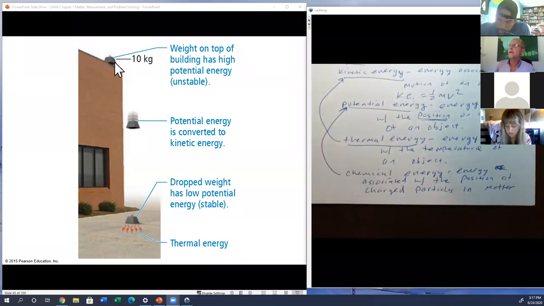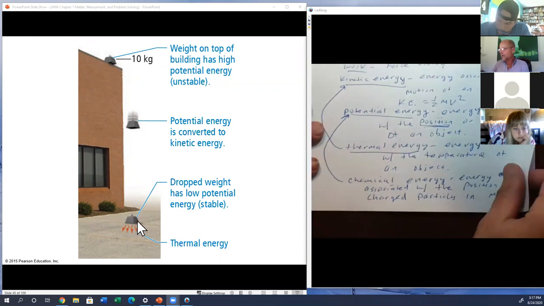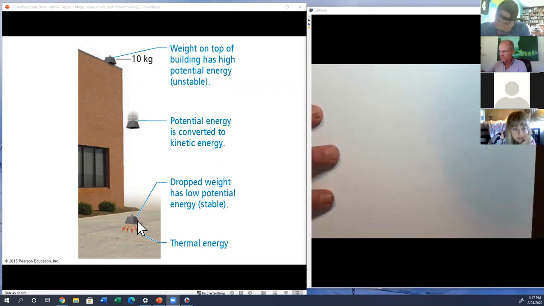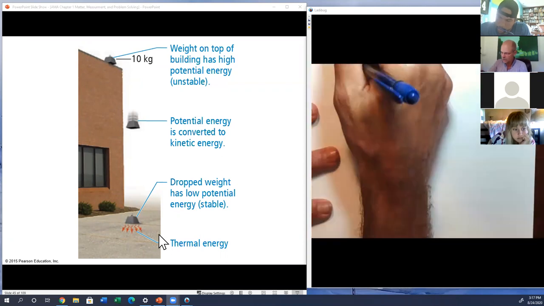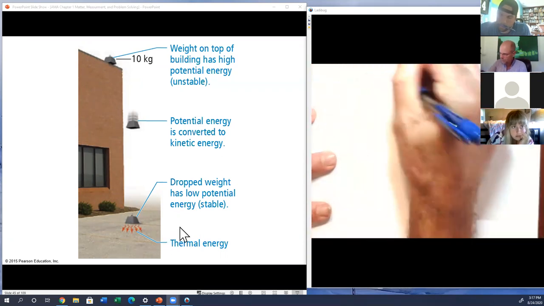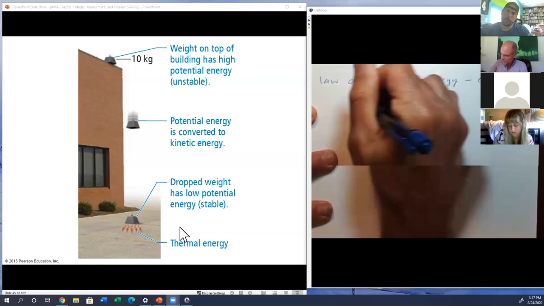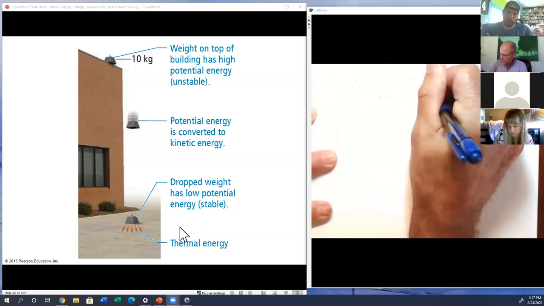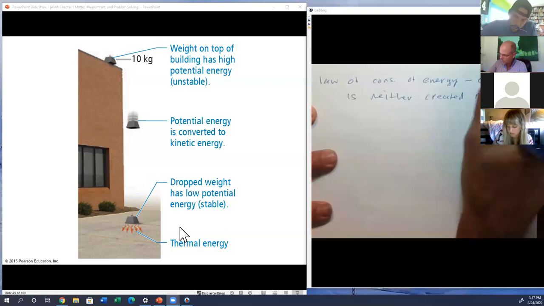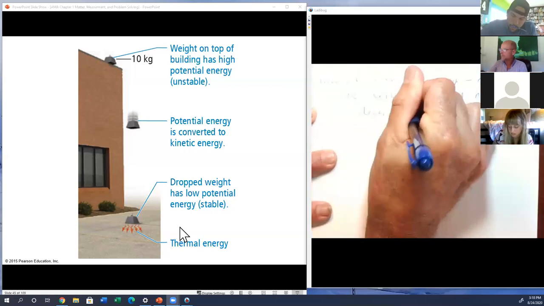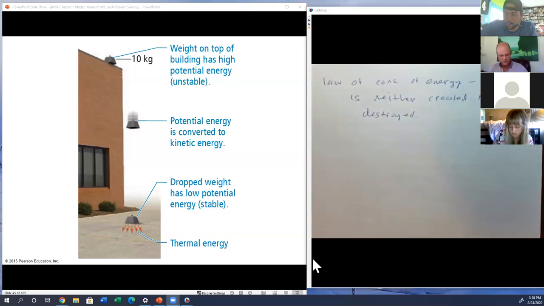But here's another example. Here's a weight on top of a building, right? It has a lot of potential energy. Why? Because of its position in the gravitational field, right? When it falls, that potential energy turns into kinetic energy. Falls, hits the ground, that kinetic energy gets transferred into thermal energy, all right? Notice that energy is not created nor destroyed, and that's called the law of conservation of energy. Energy is neither created nor destroyed, all right? The law of conservation of energy.